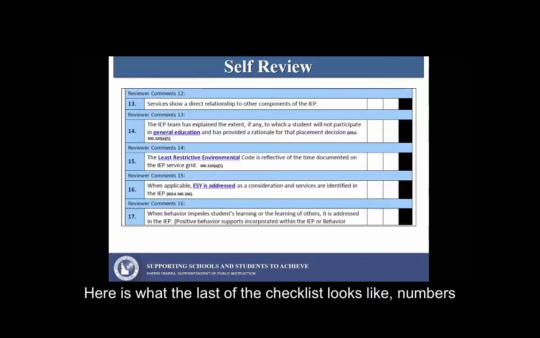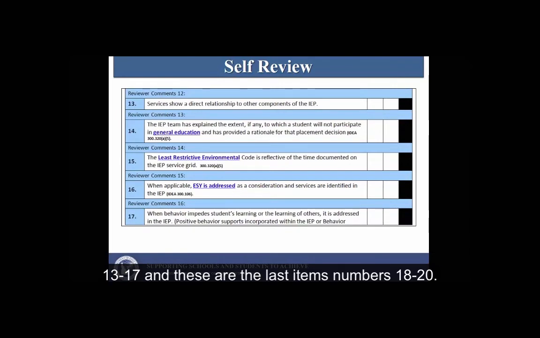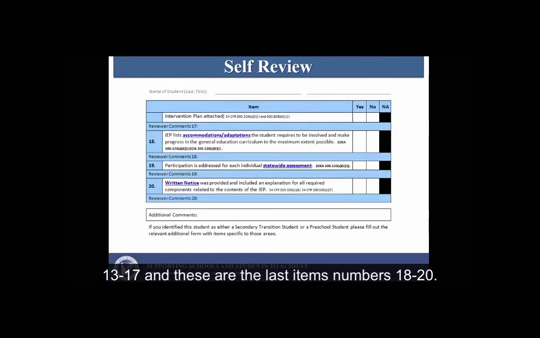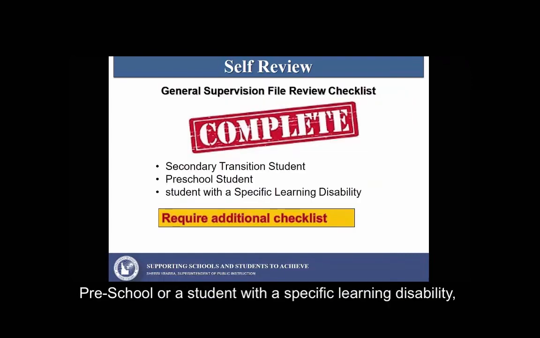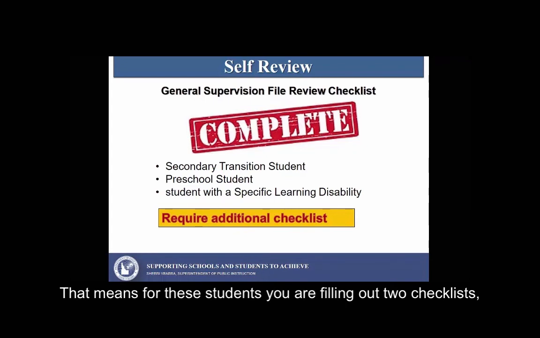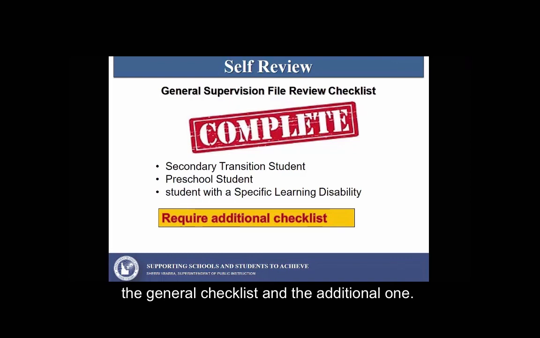Here's what the last of the checklist looks like, numbers 13 through 17. And these are the last items, numbers 18 through 20. If the student is a secondary transition, preschool, or a student with specific learning disability, you must also use the corresponding checklist. That means for these students, you are filling out 2 checklists, the general checklist and the additional one.